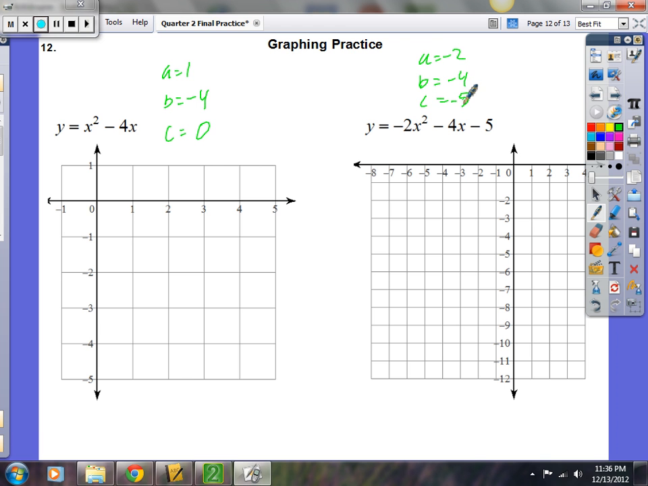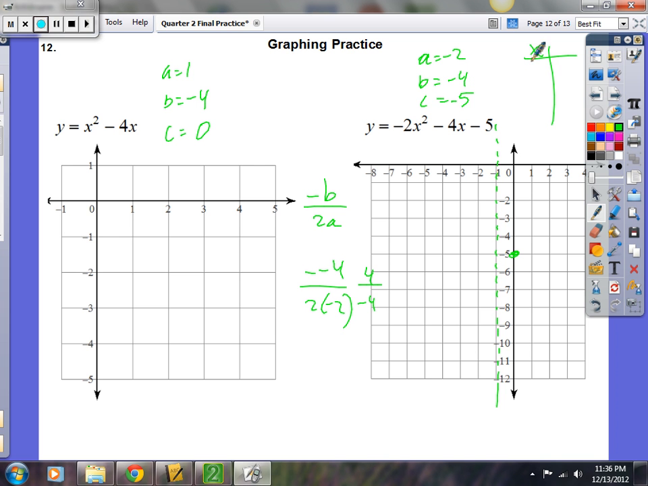Okay, C is your first dot. So -5 on the y-axis, here we go. Now I need to know my line of symmetry. My line of symmetry is going to be -b divided by 2a. So it's going to be a -4 divided by 2 times -2. So it's going to be a +4 divided by a -4. +4 divided by -4 is -1. So my line of symmetry is going to be right here at -1.